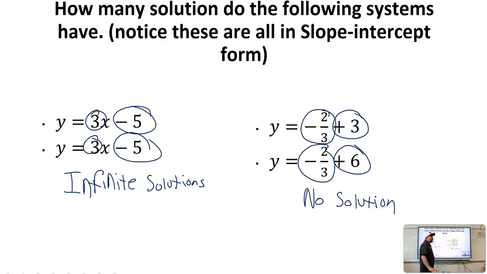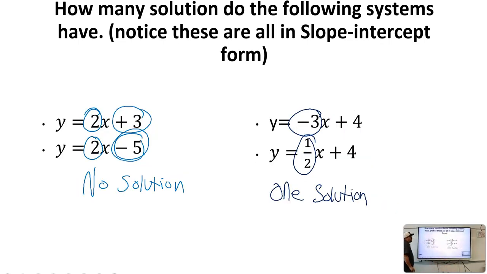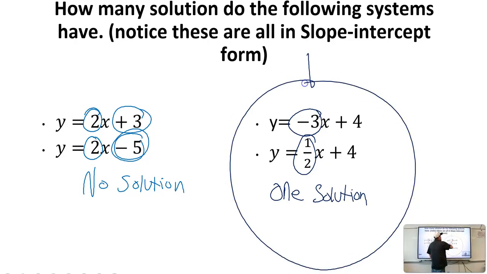The majority of what we're going to do, though, the majority of everything we're going to look at is going to be ones like these, where we're going to have one solution. And then we have to solve to figure out what that one solution is. So the majority are going to look like this, where we actually have to solve for a solution and figure out where they cross on your graph.